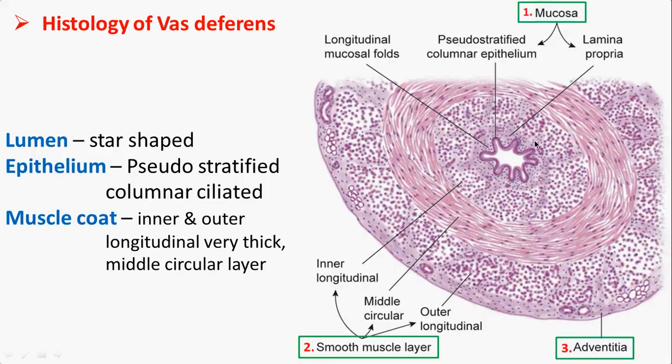Epithelium: pseudostratified columnar epithelium. Here you can see the lumen is star-shaped. The epithelium is pseudostratified columnar ciliated. And there are 3 layers: inner longitudinal, middle circular, and outer longitudinal. And lastly, this is the adventitia. So this figure you can also draw.